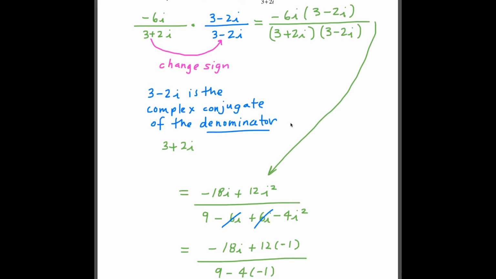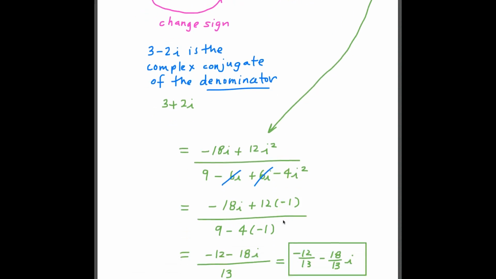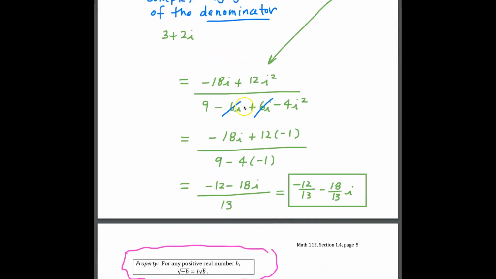If we go down just a little bit, here I get negative 6i times 3 is negative 18i, and negative 6i times negative 2i is positive 12i squared. I'm going to let you FOIL out the denominator and make sure you obtain this answer here. Your middle terms with the i should cancel. Notice I have an i squared in the numerator and the denominator, so what I did was just replace each one of those by negative 1. And then I'm just simplifying where I can.